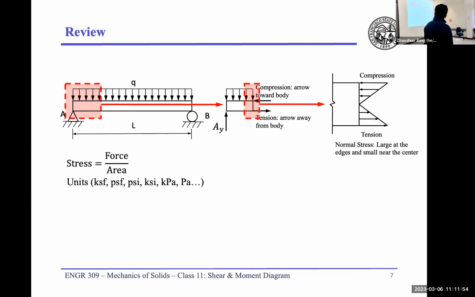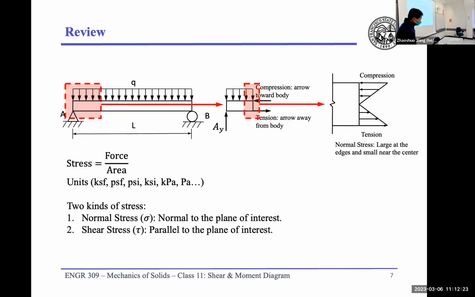All right. With that said, for the stress, right? Stress is force divided by area. Therefore, it has the units of kip per square foot, pound per square foot, pound per square inch, etc. That is in English units, right? If you look at the SI units, that is the kPa, Pa, etc.